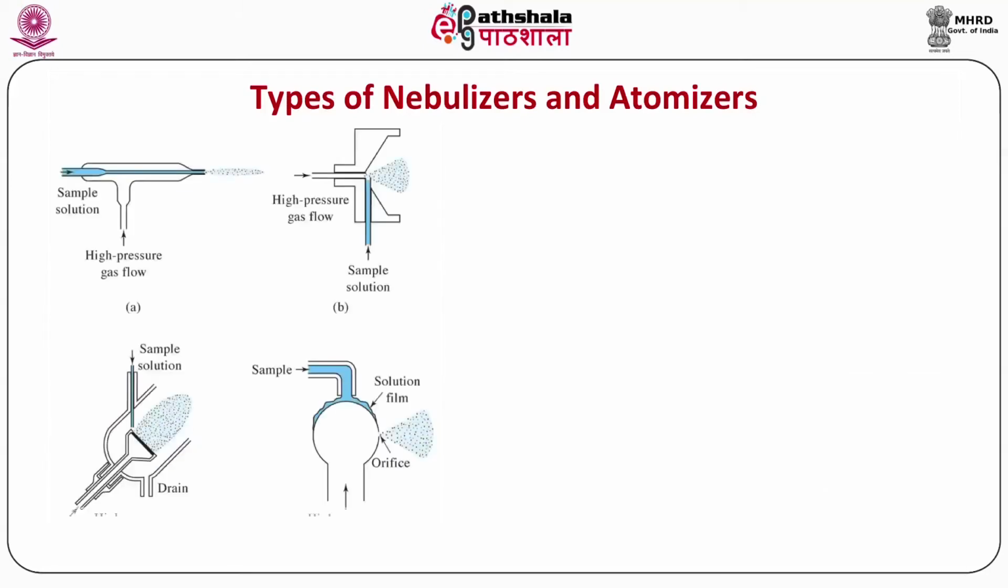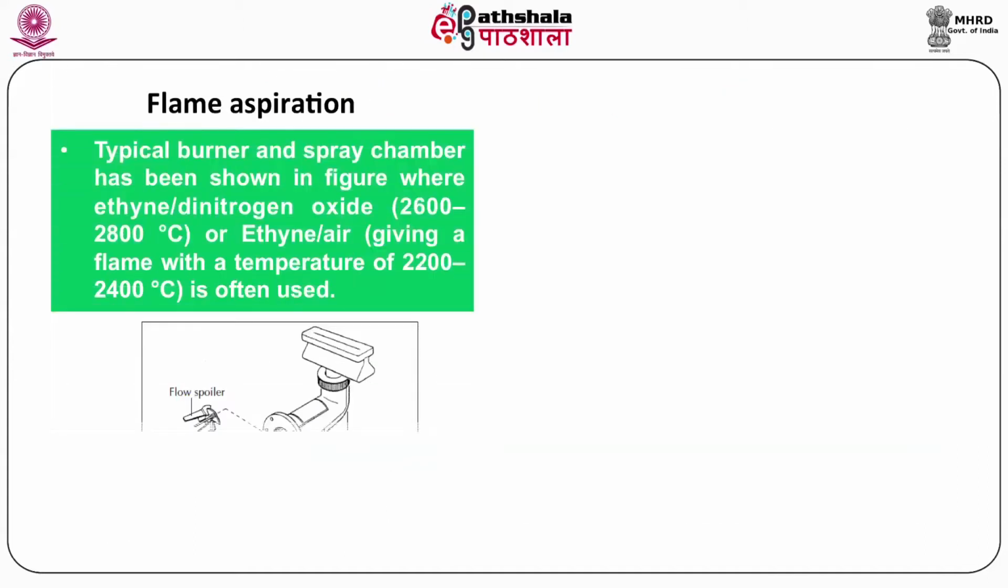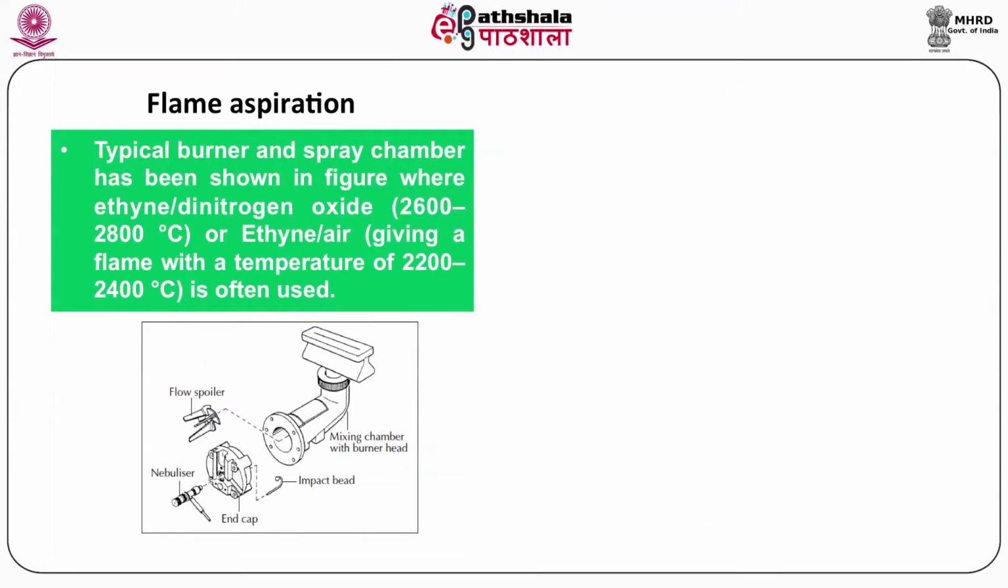You can see here there are 4 different types of nebulizer, in which the high pressure gas flows at a right angle to the sample solution, and in the other the high pressure gas flows to the sample solution in the other way around. Now we talk about flame aspiration and electrothermal atomization.